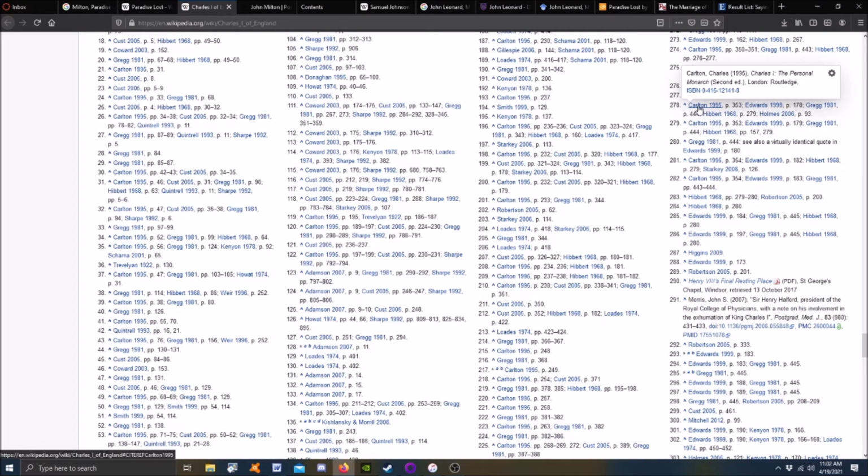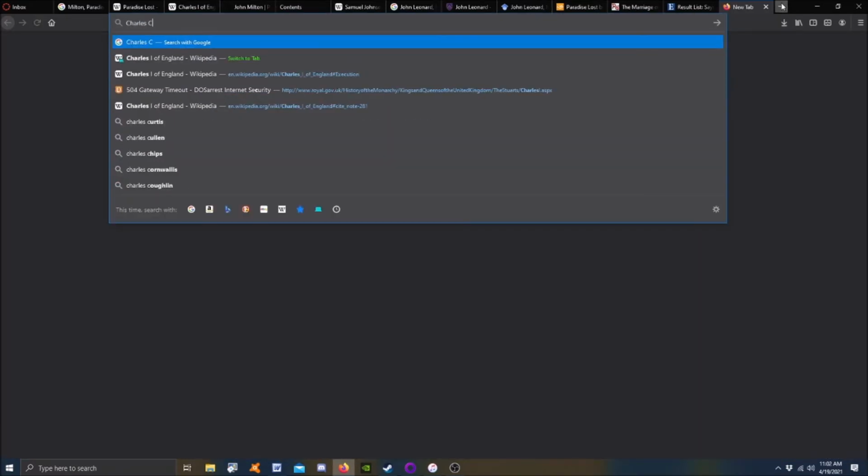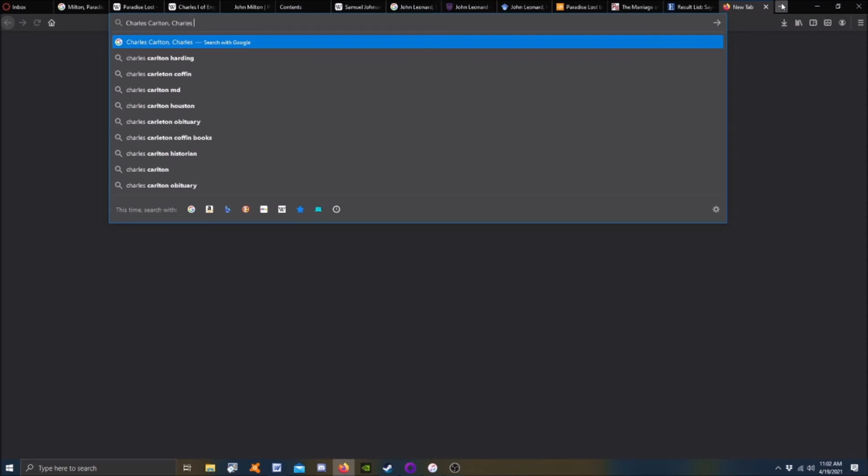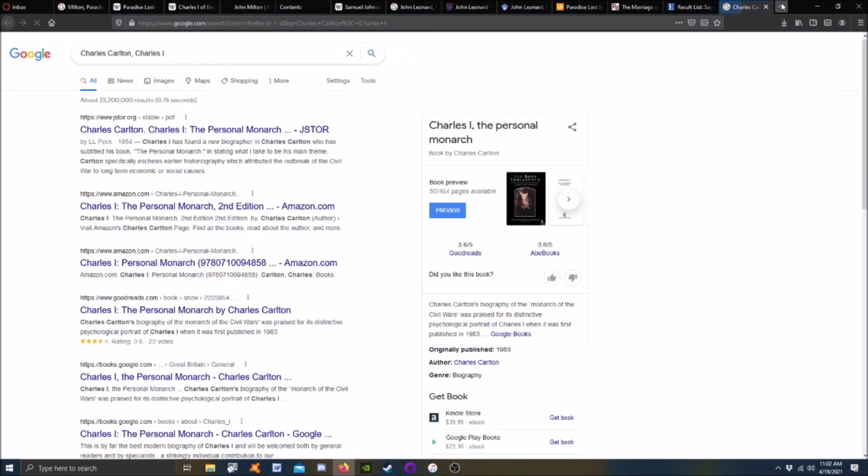Let's see if we can find this Carleton entry, because that one seems to be coming up most frequently. So we have Charles Carleton, Charles I. And already we have a JSTOR PDF. This admittedly is just a review. This is what you've got to be careful about here. Notice that it is by L.L. Peck, not by Charles Carleton.